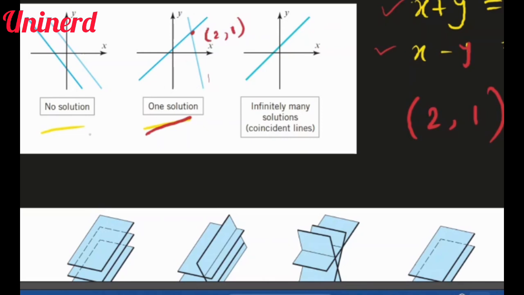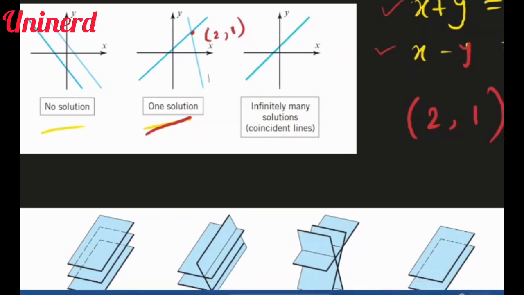Now we can also have the possibility of infinitely many solutions. If we have two lines and both lines coincide, they are on top of each other. In that case, we will have infinitely many solutions, because we have infinitely many common points between both lines. So this system is consistent and has infinitely many solutions.